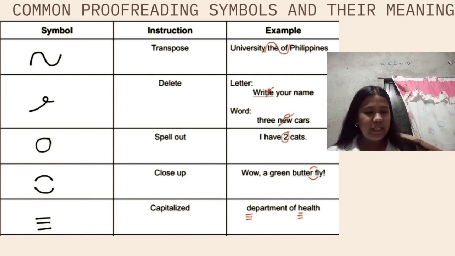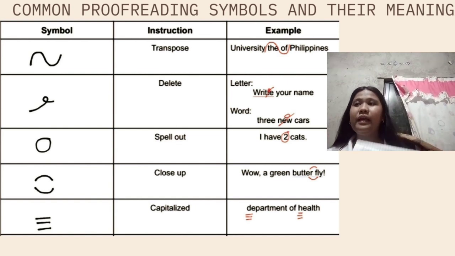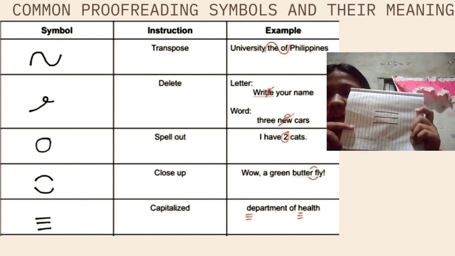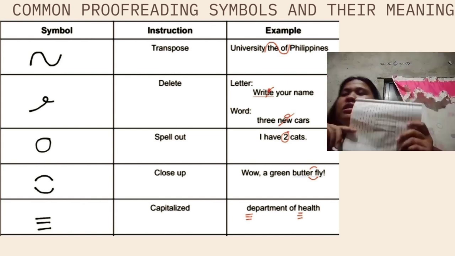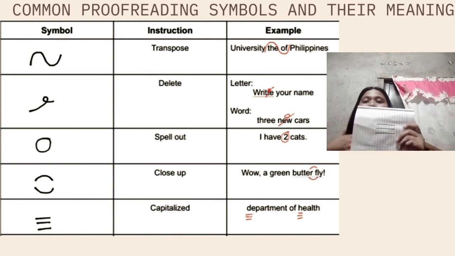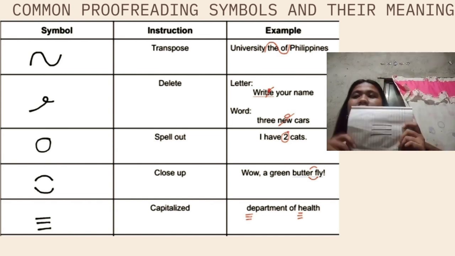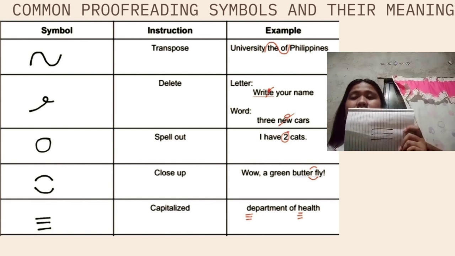Okay, and then for the last, we have the capitalize symbol, which is three horizontal lines. You can put these lines under a specific letter or word.